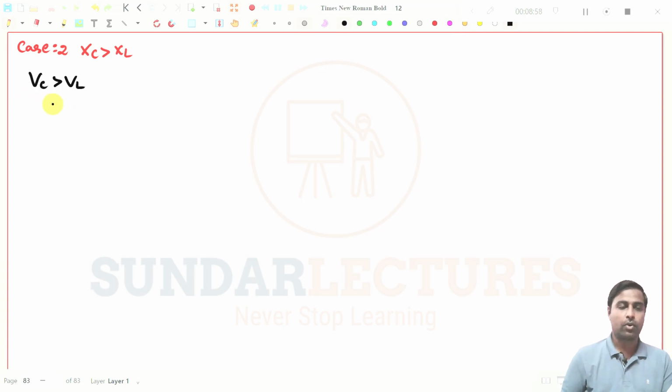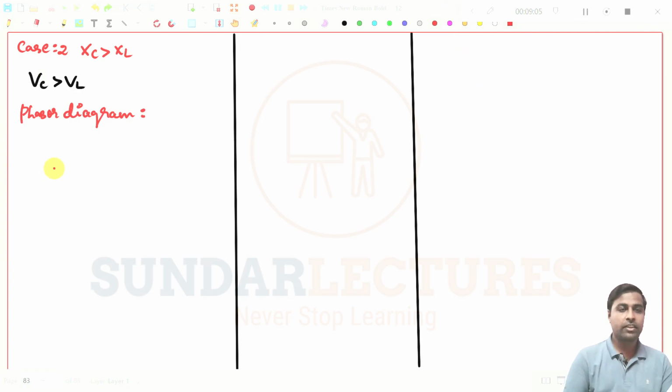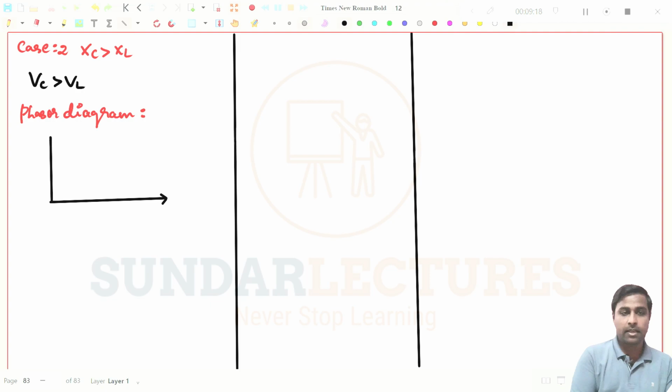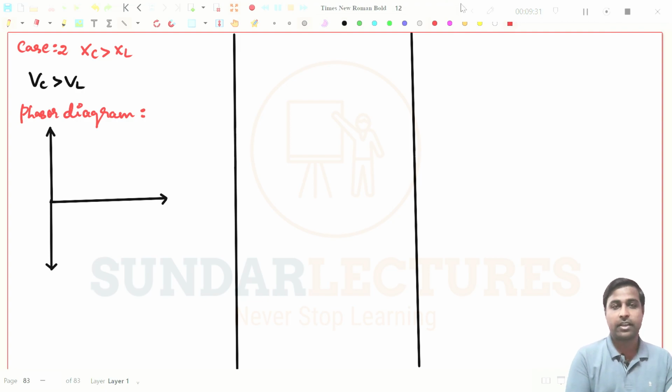And now we will draw the phasor diagram again. So in the phasor diagram, again we have to take the same things. This is the reference phasor, that is I, and this is the VL phasor, that is the voltage across the inductor, and this is the VC phasor, that is the voltage across the capacitor, right? So this is the reference phasor I. This will be VR, and this is VL and this is VC. Now in this case number 2, VC is greater than VL.